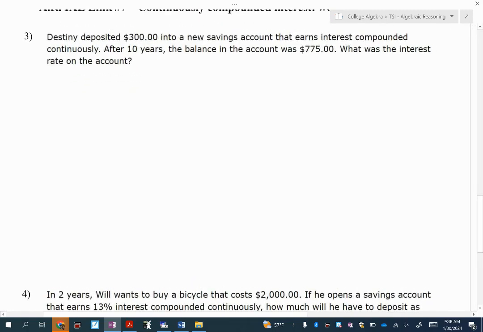Destiny deposited $300 into a new savings account that earns interest compounded continuously. So I'm thinking, not sponsored. After 10 years, the balance in the account was $775. What was the interest rate on the account? So what are we solving for in this question? We're solving for R, the rate. So that's something new.